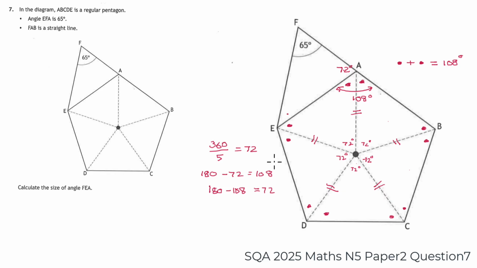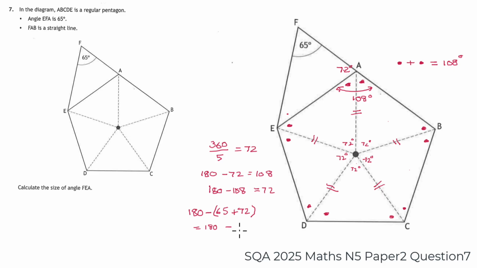How do we find this angle that we're after? Add up the 65 and the 72, take it away from 180, and that will give you the third angle in this triangle FAE. So there's another calculation we do, 180, and we take away the sum of 65 and 72 from that. Now 65 and 72, 137.